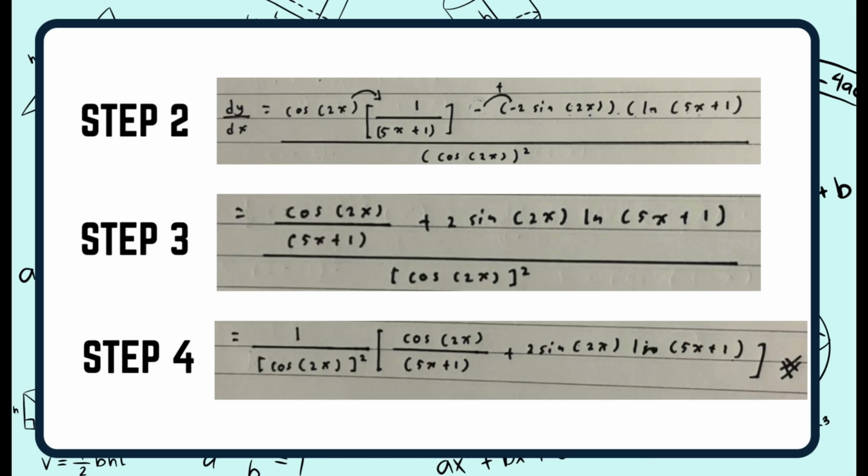In step 3, we can see that each of them is in a lot of layers, and we can simplify them by bringing the cosine 2x squared to the front. In step 4, our final answer is 1 over cosine 2x squared times cosine 2x over 5x plus 1 plus 2 sine 2x natural logarithm 5x plus 1. And that is our final answer.